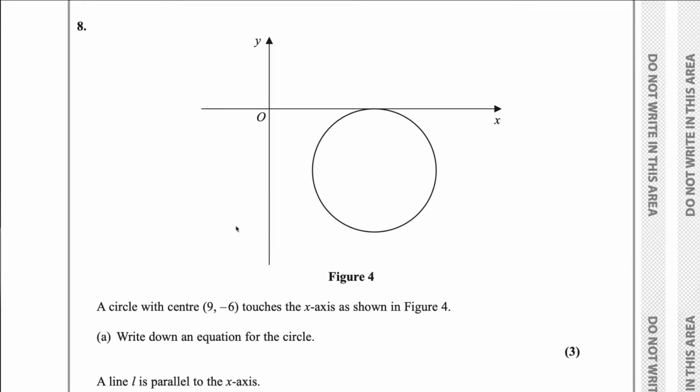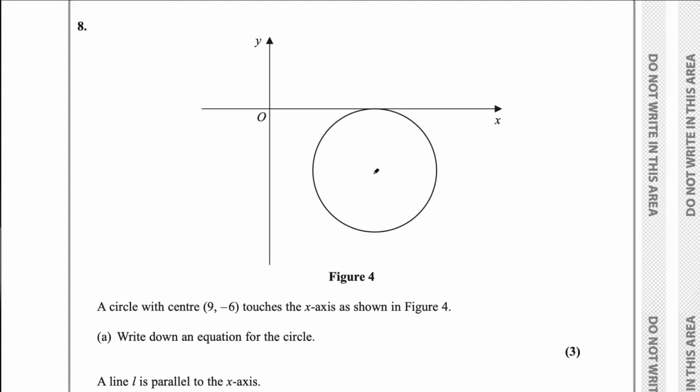Question 8 starts with a figure and it says a circle with center 9, -6 touches the x-axis as shown in figure 4. And part A says write down an equation for the circle. For this question, you need to know what they refer to when they say the circle touches the x-axis. So the only type of line that can touch a circle is the tangent. So this means that the x-axis must be a tangent of this circle.